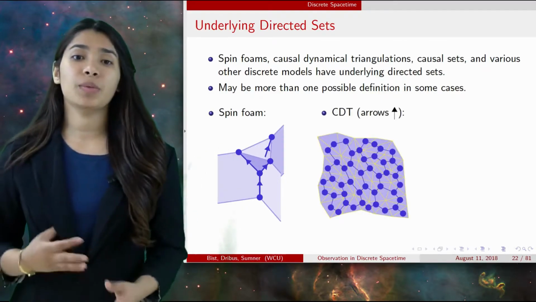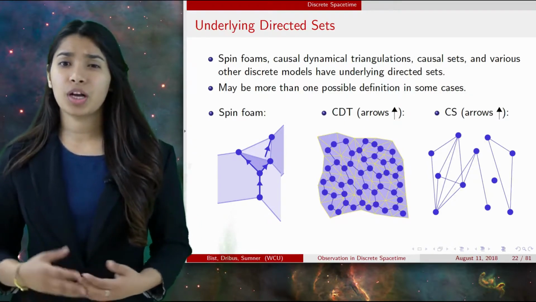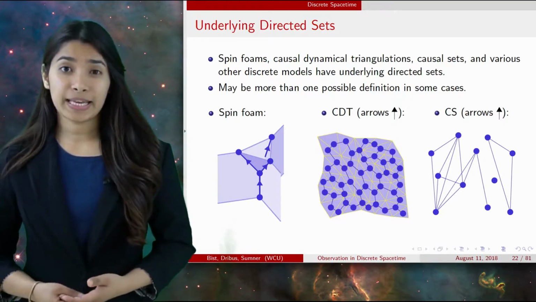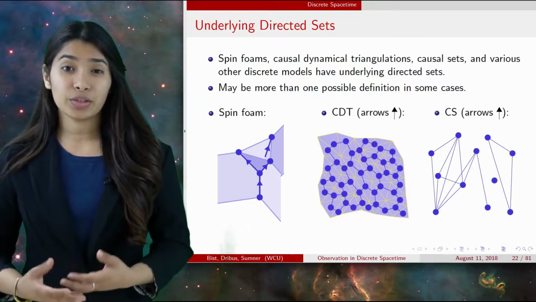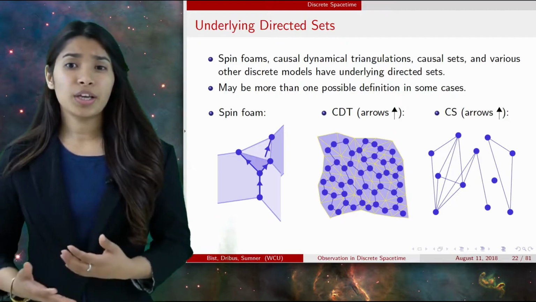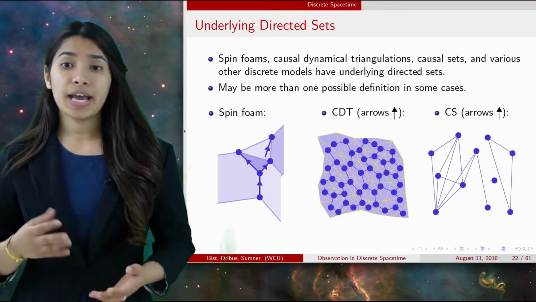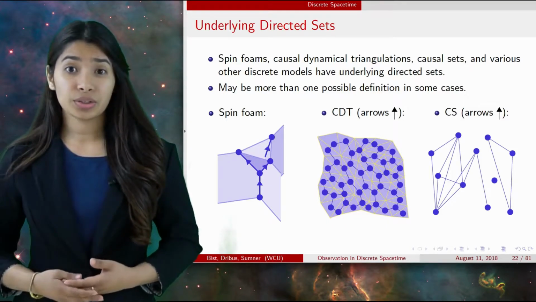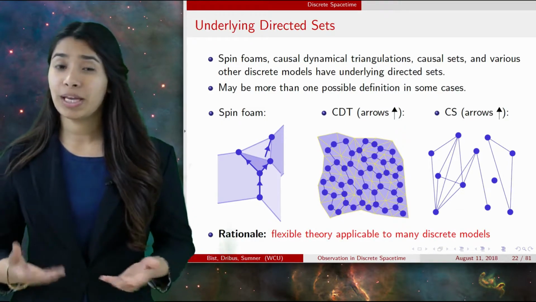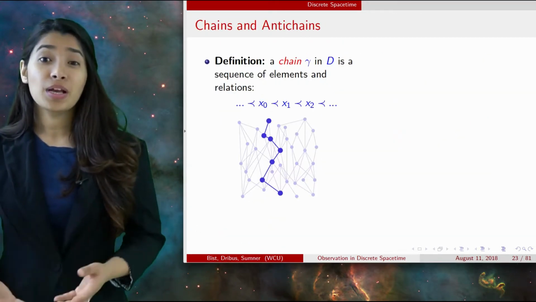We can take a spin foam and obtain a directed set just by following how the nodes in the spin network evolve. Or we can begin with the causal dynamic triangulation and associate one element to each simplex and one relation to each space-like face. There are actually a number of different ways we can do this, but the point is that a large part of the structure is purely discrete causal. We can obtain very general results by just working with this part of the structure. With causal sets, as we just said, we don't have to ignore any structure. And of course, the whole point of this is to obtain a flexible theory that will apply to many other different discrete models.